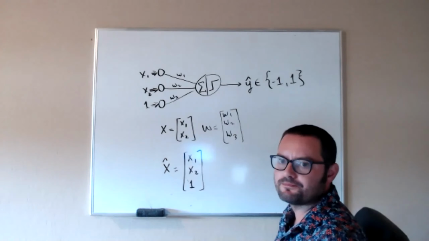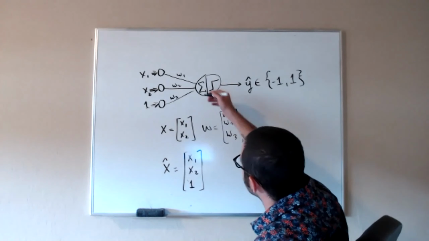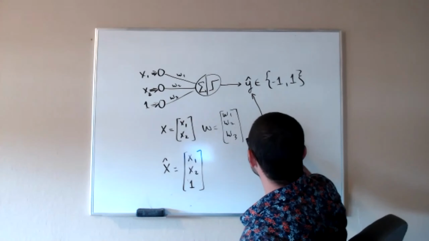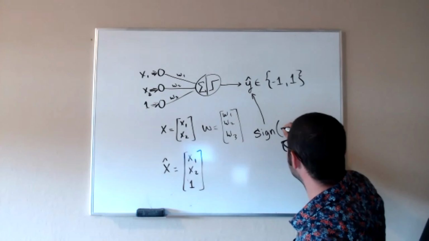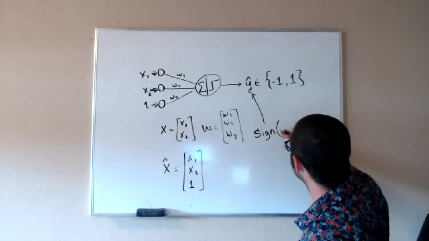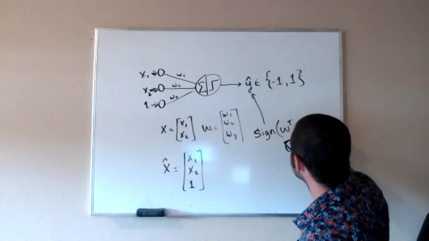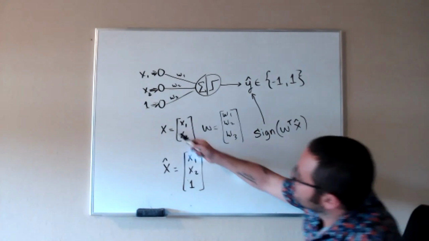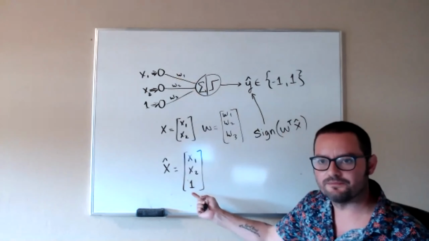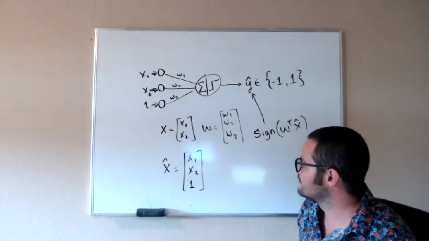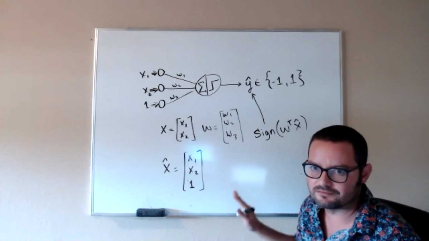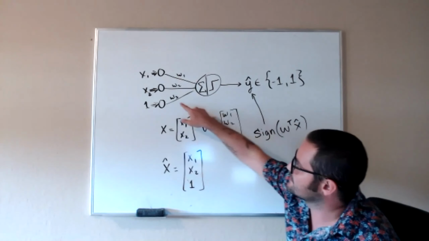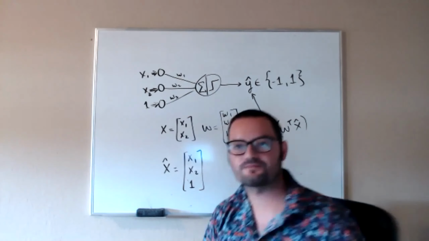I'll call that x hat. So what we're really doing here is looking at sign of w times x hat. Our feature vector, we have to add a 1 to it to make it compatible with the dot product with w. Very important thing to note, because we're only looking at 2 features, and because w has to account for the bias, we need to add a 1 to x.